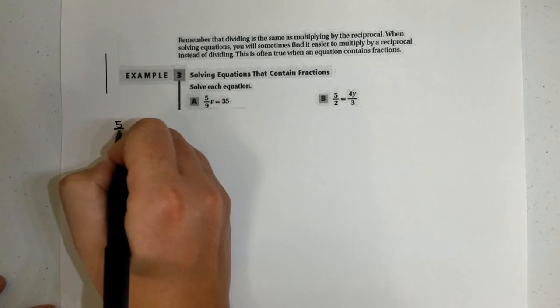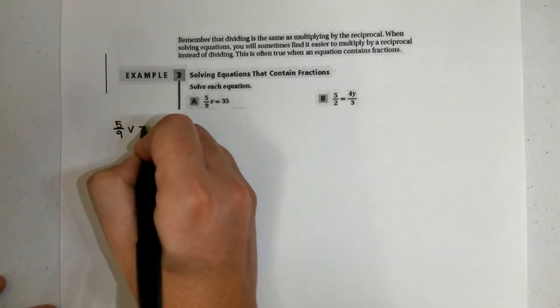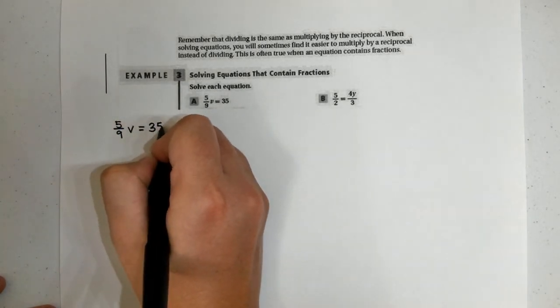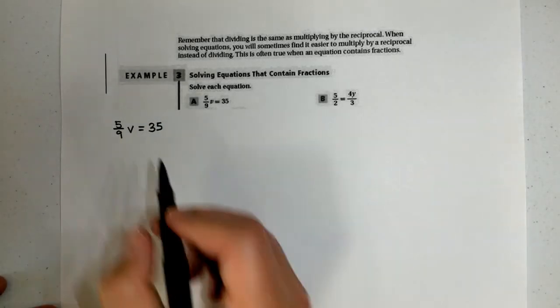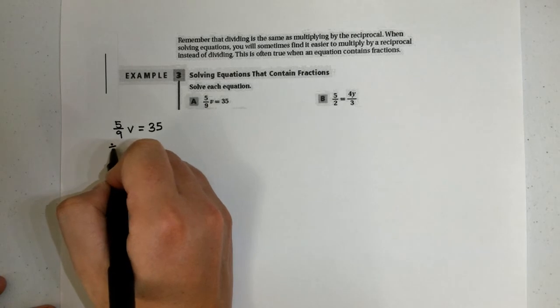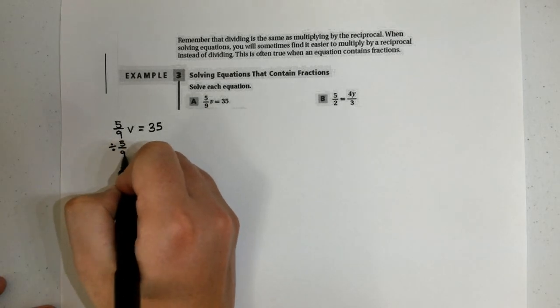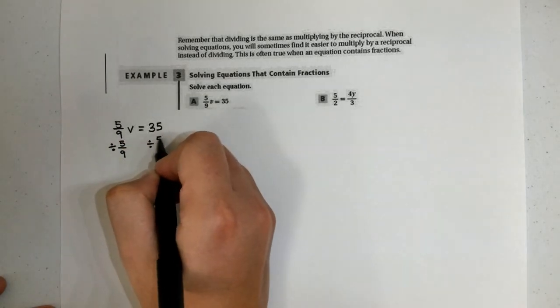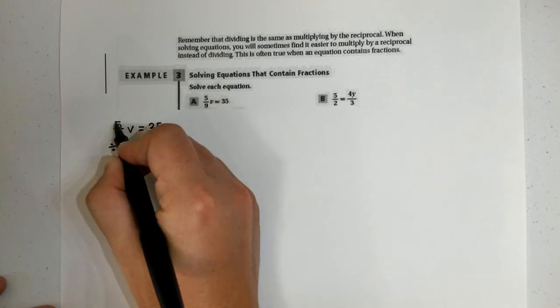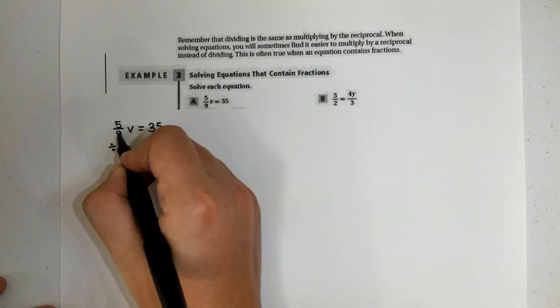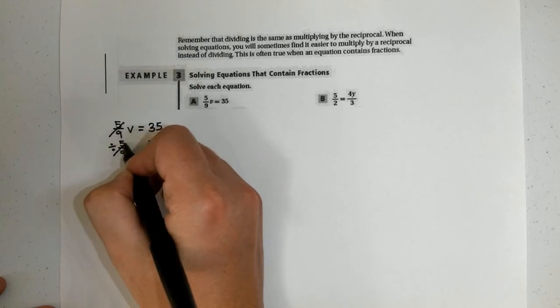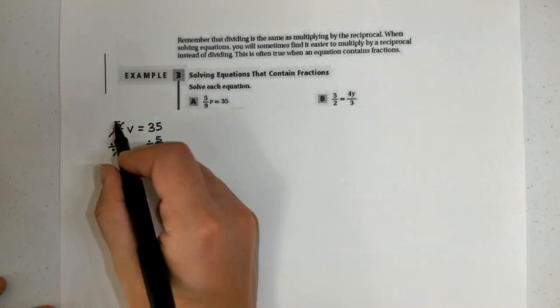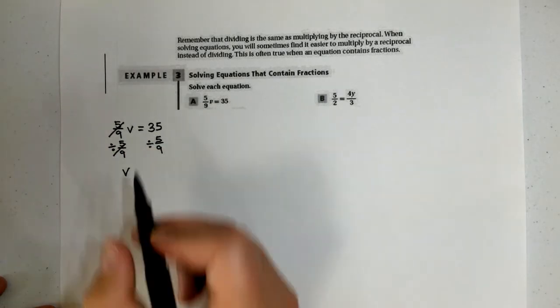So 5 over 9v equals 35. So this is 5 over 9 times v. So the opposite of that would be I'm going to divide both sides by 5 over 9. So 5 ninths divided by 5 ninths gives me 1, so that's going to be 1v.